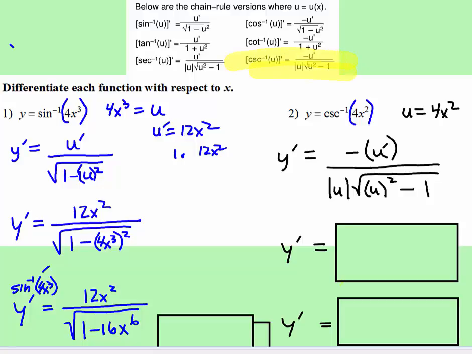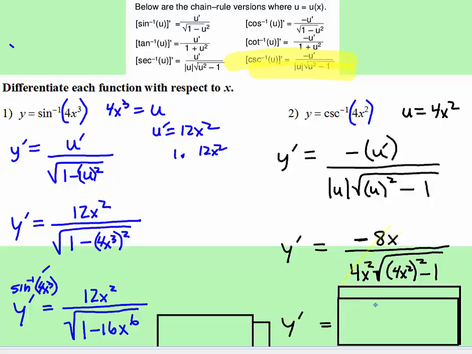Cosecant, here we have inverse cosecant down here. So that's the opposite of the derivative of u over the absolute value of the theta, or the u, times the square root of u squared subtract 1. So let's just start filling it in. The derivative of u is going to be 8x. So the opposite of that derivative is negative 8x.